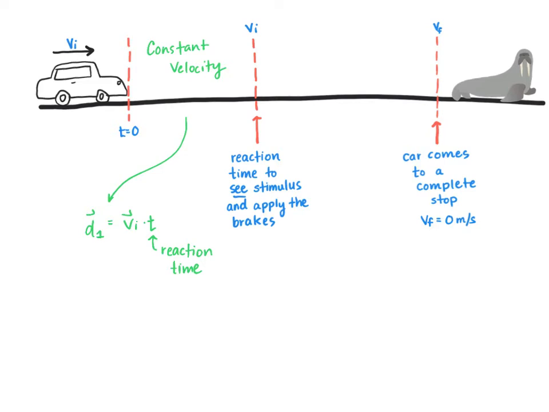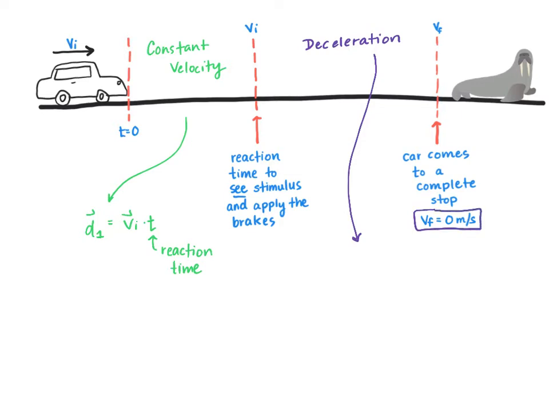Once our brain says, oh no, we need to stop, we're going to slam on the brakes, and then we're going to still travel forward while we decelerate. And while we're decelerating, we have to use two formulas to determine our distance. The first formula is to figure out the time. Our final velocity is 0 meters per second. The car comes to a complete stop.